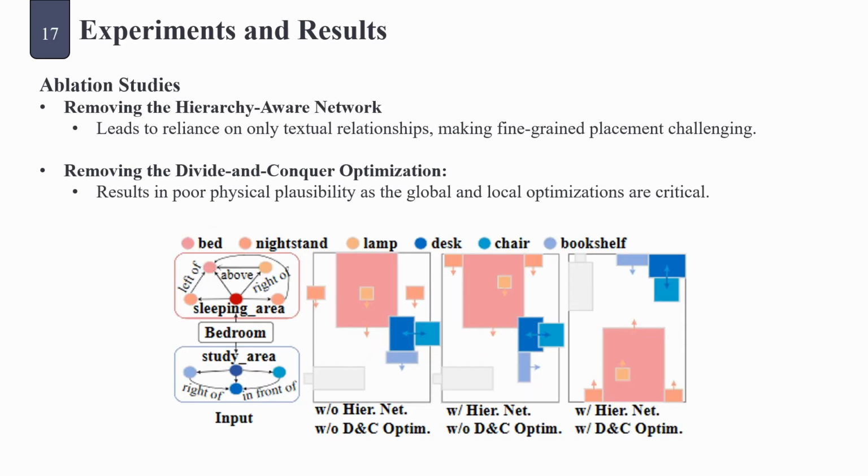Ablation studies were conducted to validate the contribution of key components. Removing the hierarchy-aware network forces the method to rely solely on textual relationships, which degrades the ability to fine-tune placement. Removing the divide and conquer optimization leads to poor physical plausibility, as both local and global optimizations are critical. This experiment demonstrates that both components significantly contribute to the overall performance of the method.